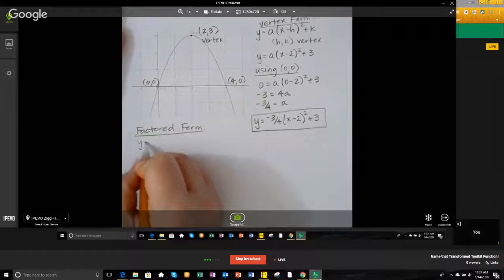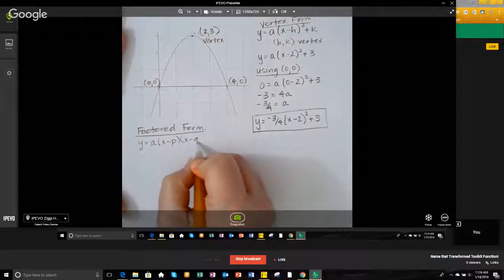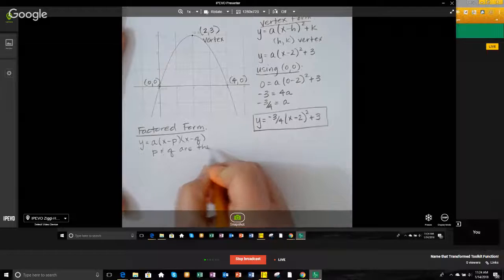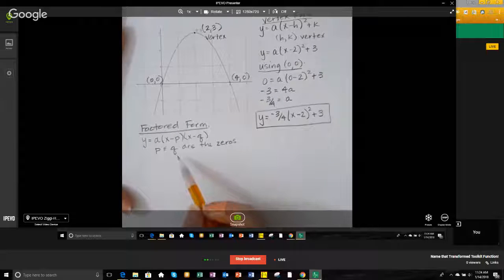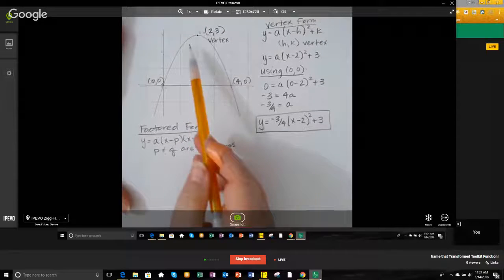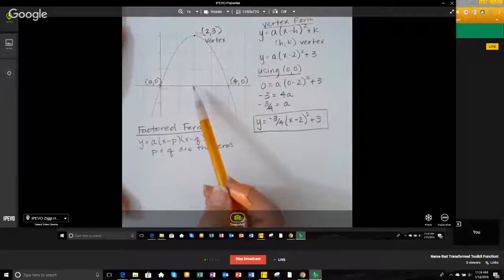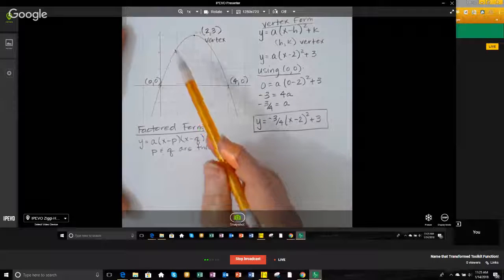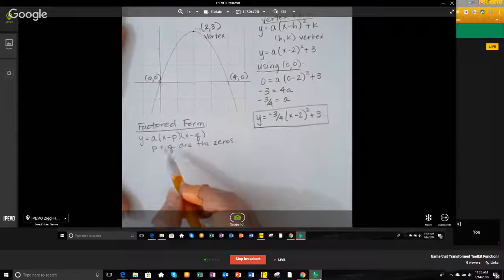Well, the generic formula for factored form is going to be y equals a times x minus p times x minus q, where p and q are the zeros of the quadratic. And factored form is really nice to use when you are given the factors but no vertex. Now, I gave you guys the vertex in this example so that we could use vertex form and factored form. But I would use factored form only when I had these two zeros and a point like over here or somewhere other than the vertex. But we'll use it in this case just to illustrate the point.